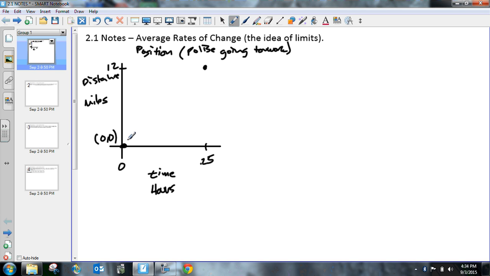And so the question is, if I'm going a distance of 12 miles and it takes me 0.25 hours to get there, how fast am I going? This is what we call average rate of change, ROC. My rate is equal to the total distance that I travel divided by the total time that I travel.